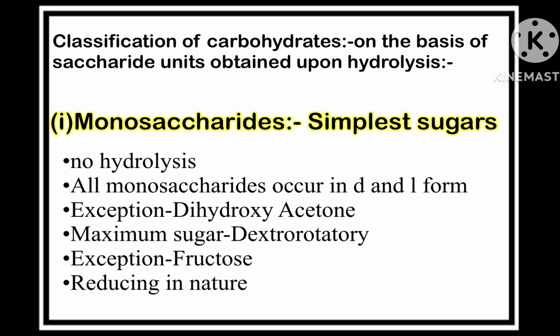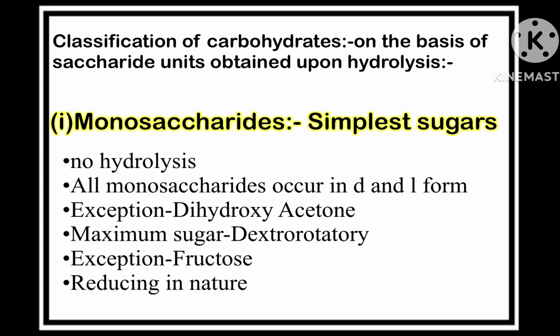Let's begin with monosaccharides. Monosaccharides are the simplest carbohydrates because no further hydrolysis is needed, and they don't even need any digestion. Only oxidation is required for energy requirements. All monosaccharides are present in D and L form, with the exception of dihydroxyacetone, which is optically inactive. Most sugars are dextrorotatory, but with the exception of fructose, which is levorotatory. Now, all monosaccharides are reducing in nature, also called reducing sugars, because their functional groups are in free form or in the reactive state.